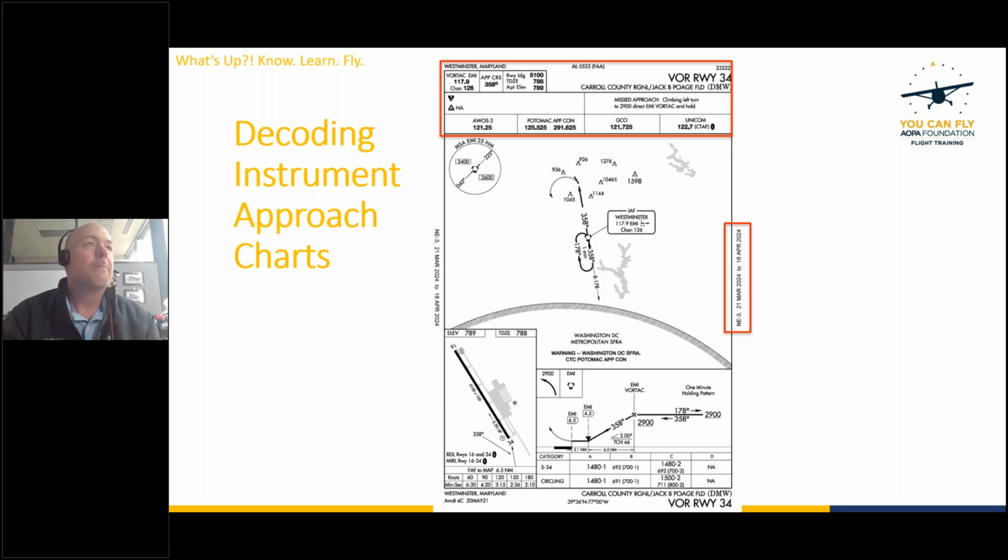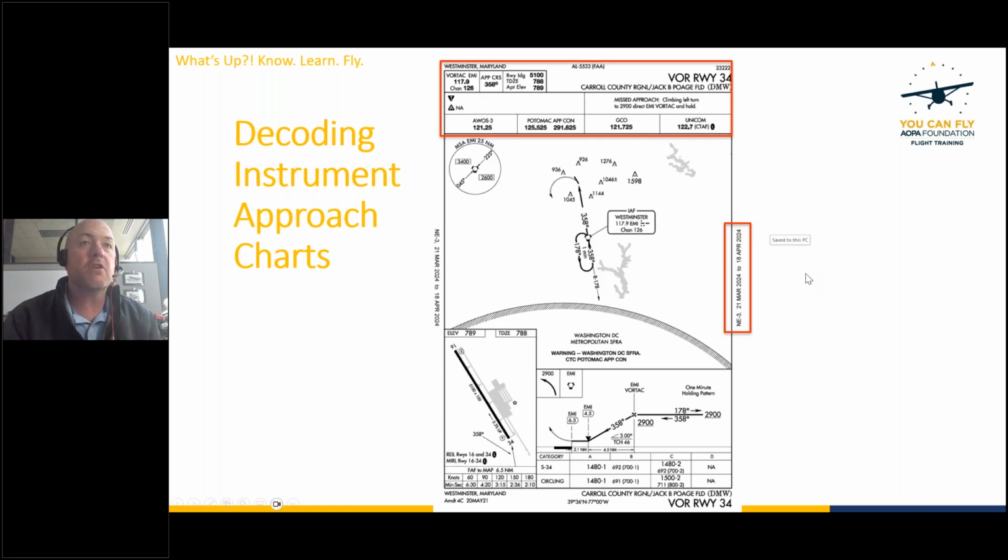Okay, now this is the one that I wanted to spend just a minute on, just kind of going through it. This was the part that always blew my mind when I was going through my instrument training: what are these things? They just seemed like they were written in a different language, but they're really not that bad. So this is an instrument approach plate, and basically you want to think of it as both a vertical and horizontal plan for getting you from the en route environment, using those Victor Airways for instance, or just your en route navigation where you're up at cruise, down to the airport in a very specific and precise manner.